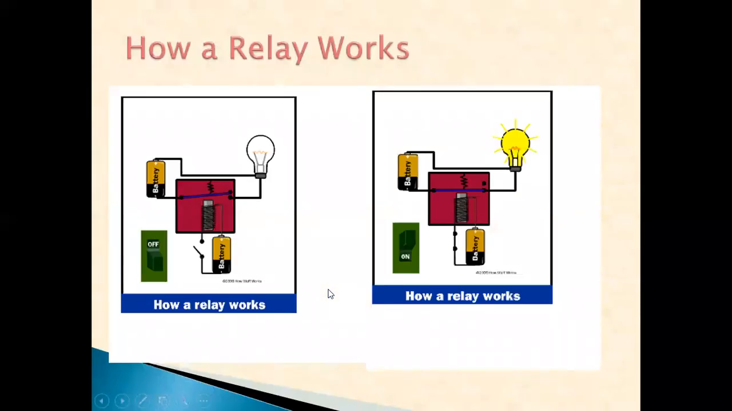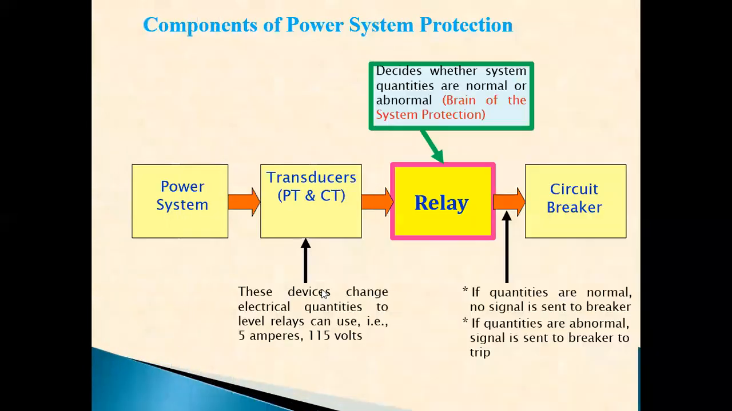How a relay works. In this image, we will show how a relay works. The components of a power system protection: power system first, then transducer. In the transducer, CT and PT are used. These devices change the electrical quantities to a level relays can use, that is 5 amperes to 115 volts.